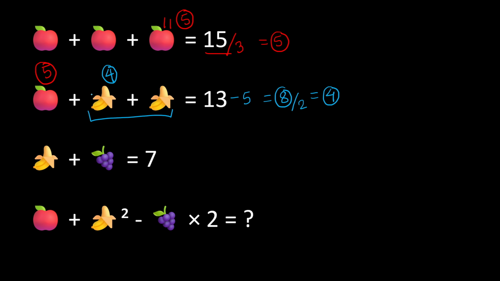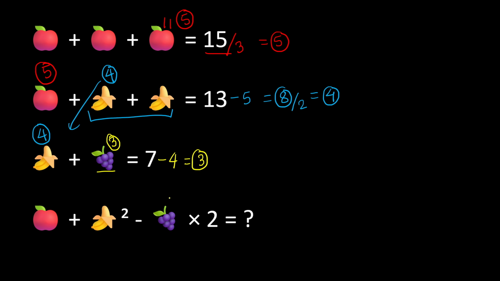Again we will carry forward our value here, which is banana value having 4, and 4 plus this one grapes equals 7. So the value of grapes will be 7 minus 4, which equals 3. So the value of grapes will be 3 here.